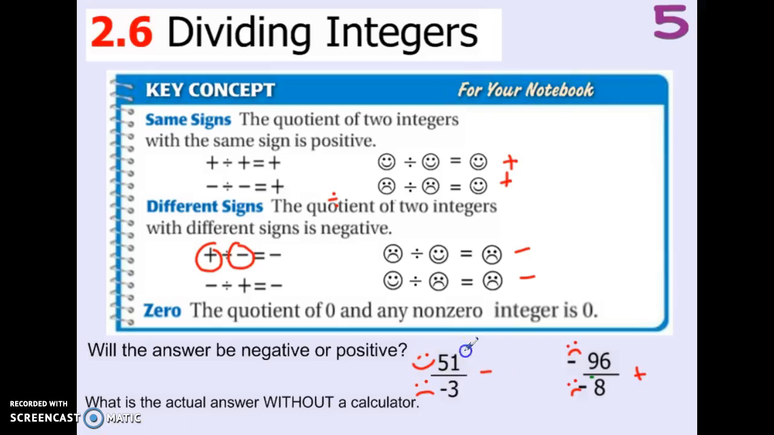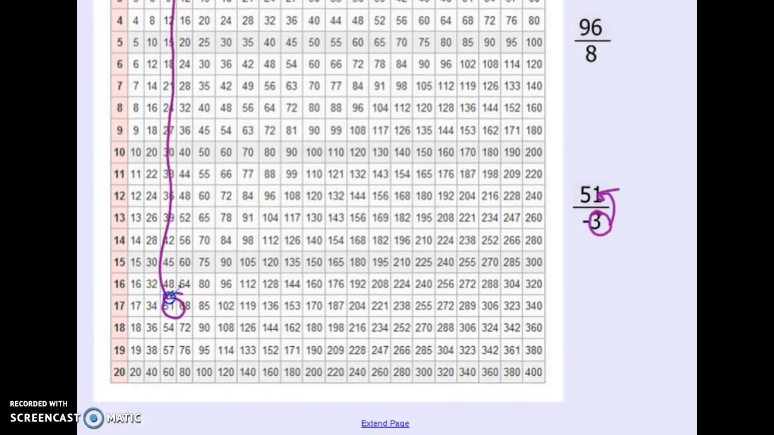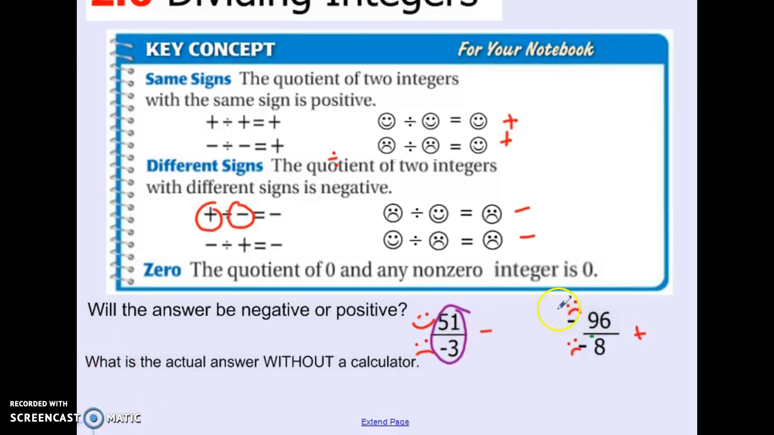So first, this one, I already wrote it on the next slide here, but you don't have a next slide. Just look at 51 divided by negative 3. What we're going to do right here, we're going to look for this 3 first, find 3 on the top somewhere, and follow it until you get to 51. 51 is way down here. Once you find the number, look to the left, and our answer is 17. So our answer is a negative 17 because they didn't get along. So right there, negative 17.